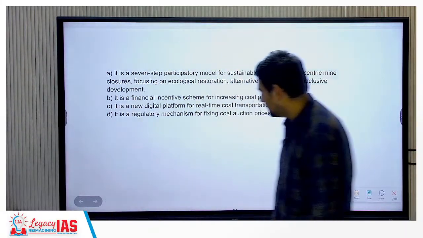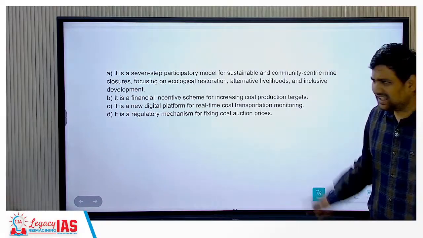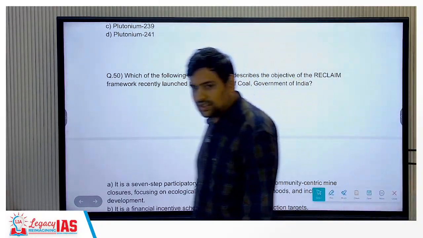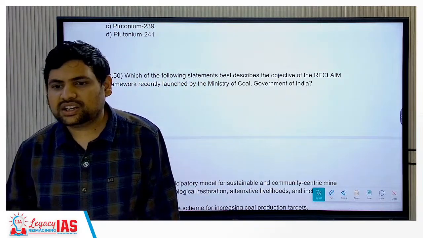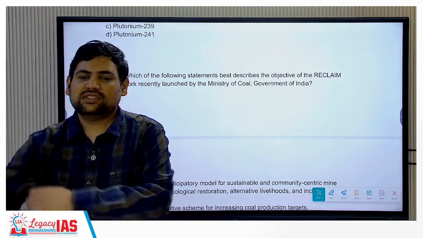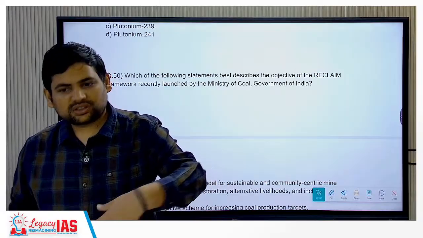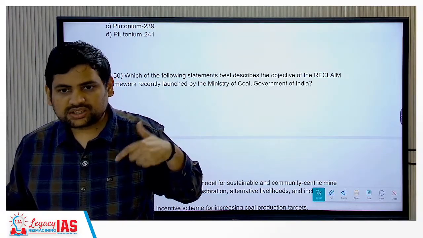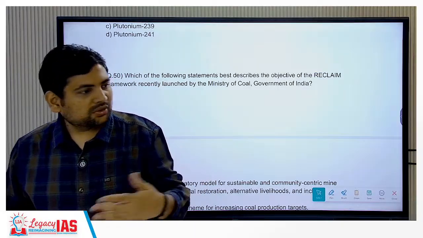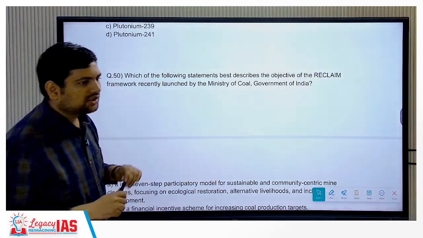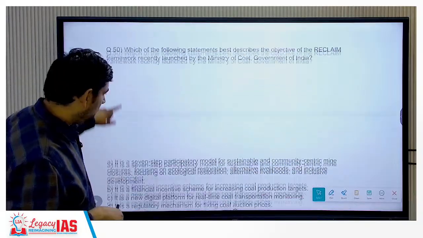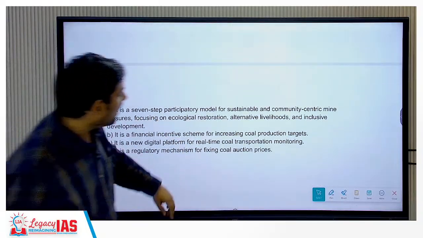What do you think? So basically what is this? All those mines that have now been closed, that is not functional right now. Now those areas people are not living. It has a lot of other environmental issues. So what government is trying to do through this scheme is to make those regions accessible again. So they will try to relocate people, try to give them employment and all that. So answer becomes A, 7-step participatory model.